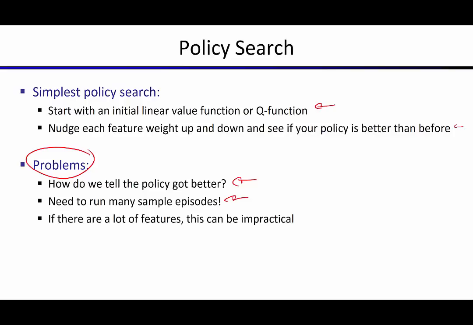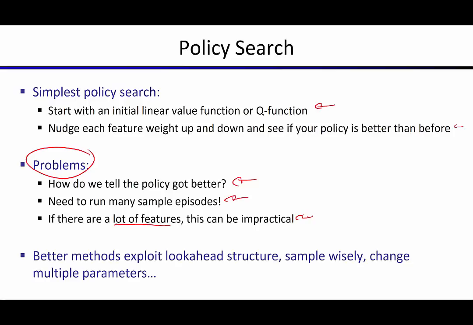The catch with this approach is that if you have a lot of features, so a lot of weights that you try to optimize in your policy, this can quickly become impractical. But if you already have pretty good weights and you just want to improve them a little bit, or you have a small set of weights, this might work out very well. Better methods for policy search will exploit look-ahead structure, which means essentially combining value function estimates with policy search. Be clever about how to sample and change multiple parameters in one iteration. These are things we're not going to cover, but if you want to learn more, you can look up things like policy gradient methods and actor-critic methods, which will do these kind of things.